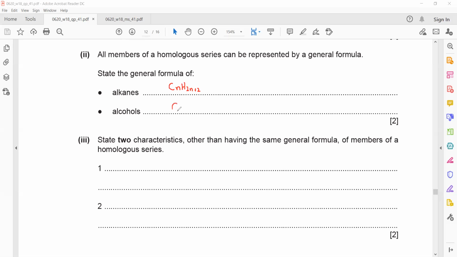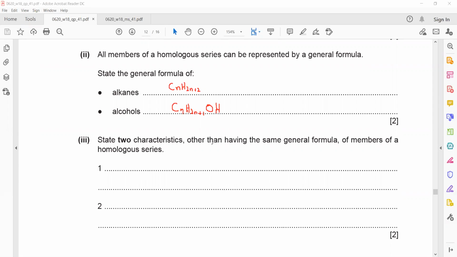So for alcohol, it is CnH2n+1OH, because one hydrogen is removed and OH is added. So, sorry, its general formula is CnH2n+1OH.